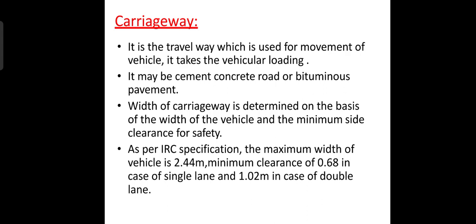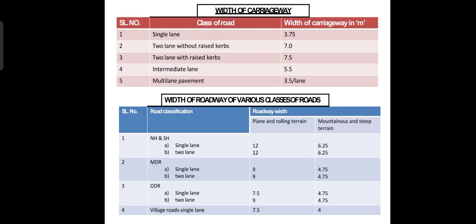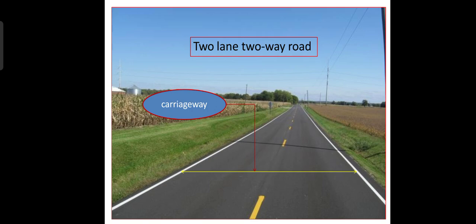Width of the carriageway is determined on the basis of the width of the vehicle and the minimum side clearance for safety. As per IRC specification, the maximum width of vehicle is 2.44 meter, minimum clearance of 0.68 meter in case of single lane and 1.02 meter in case of double lane. So the various widths of the carriageway on the basis of the class of roads are shown in the figure. This is a carriageway, you can see in the diagram. It's a two-lane, two-way road.